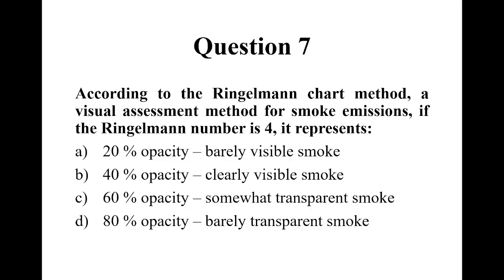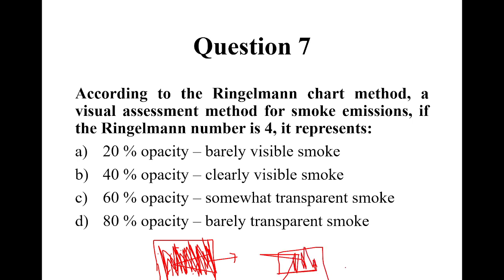According to the Ringelmann chart method, a visual assessment method for smoke emission, if the Ringelmann number is 4... What is the Ringelmann chart? It's an equipment used to measure the particulate matter in the air, based on the opacity. They have a sheet kind of thing. All the particulate matter will get deposited and the sheet will become black. If it is light particulate matter, then some transparency will be there. If it is fully packed with the particulate matter, then there won't be any gap.